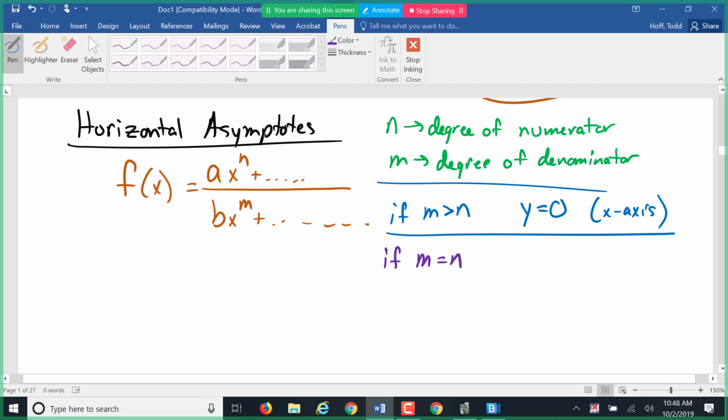If the two have the same degree, this is why I didn't put the x squared in the numerator on that last example. If the two have the same degree, then y equals a over b is a horizontal asymptote. And finally, if m is smaller than n, there are no horizontal asymptotes.